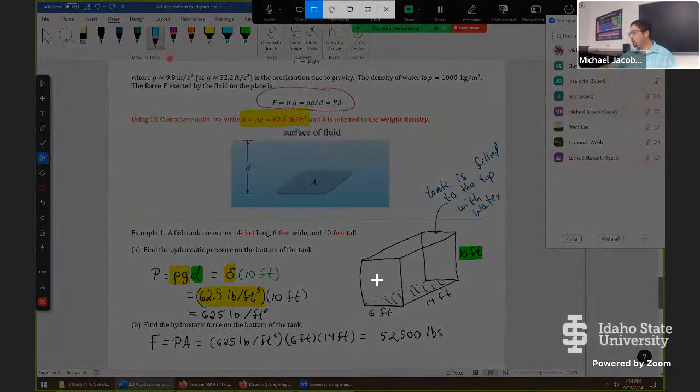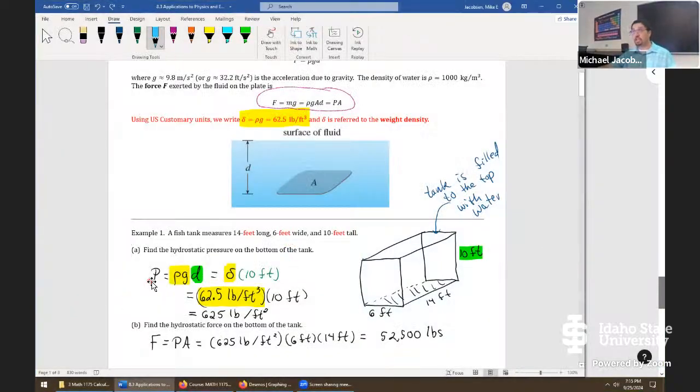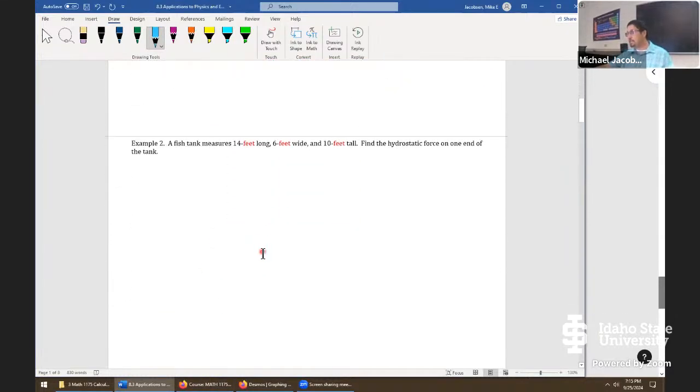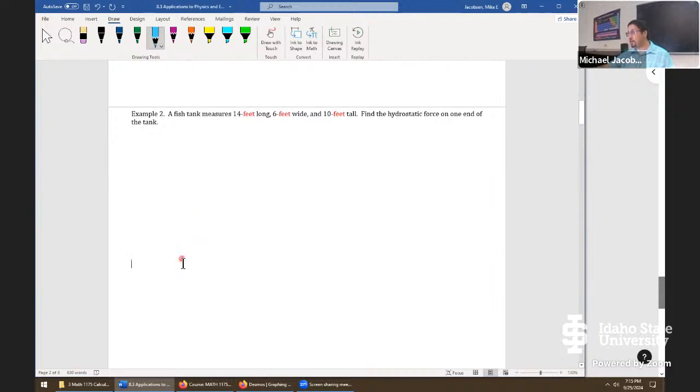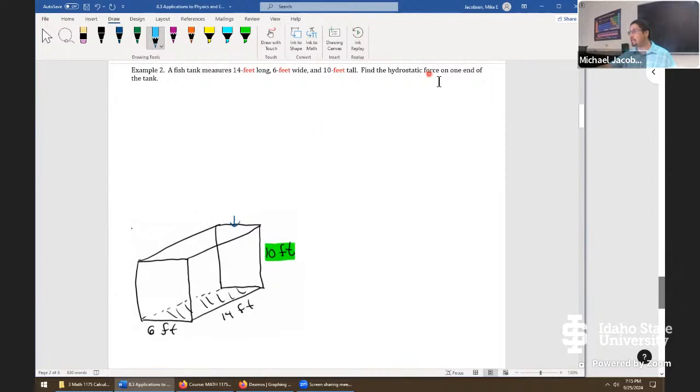Okay, this is all one problem in the homework, but I felt like for the notes, it was great to break it up into just two problems. Here, we're just looking at the units, investigating the pressure equation, the force equation. But on this one, we want to find the hydrostatic force on one end of the tank. So let's put that there just as a temporary screenshot.